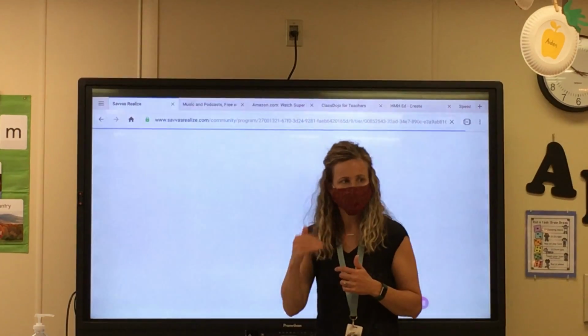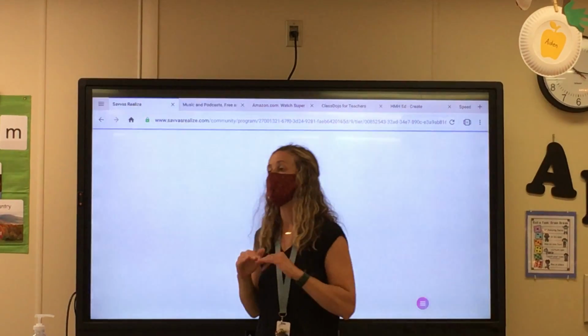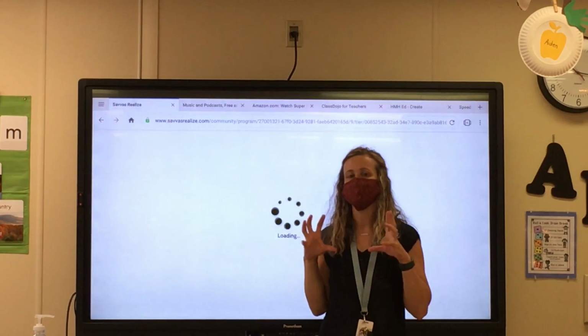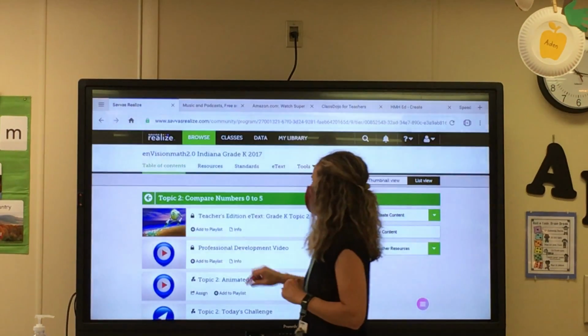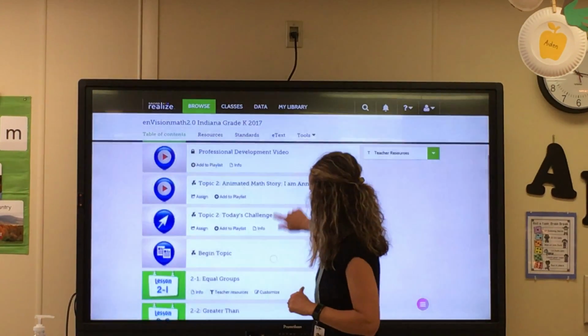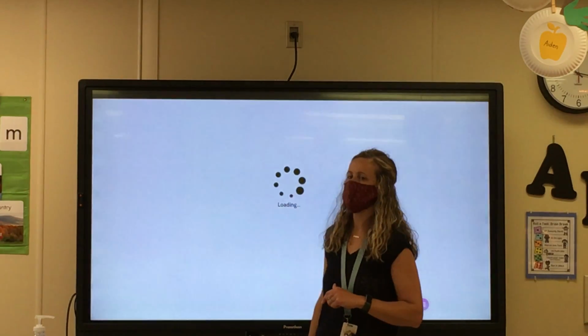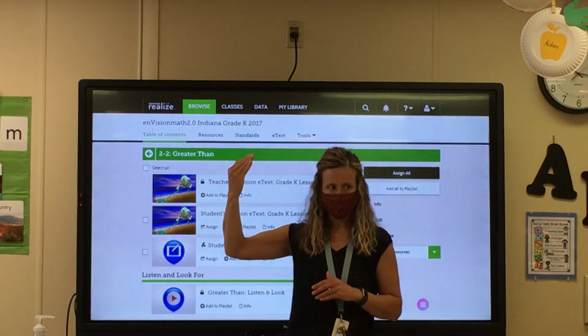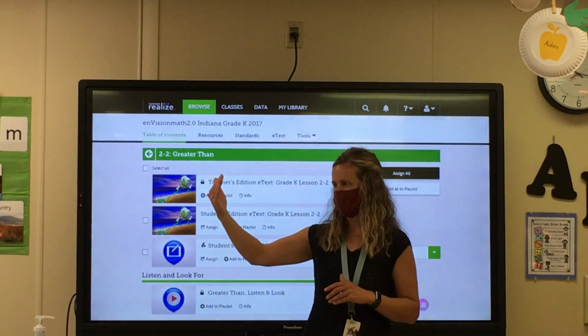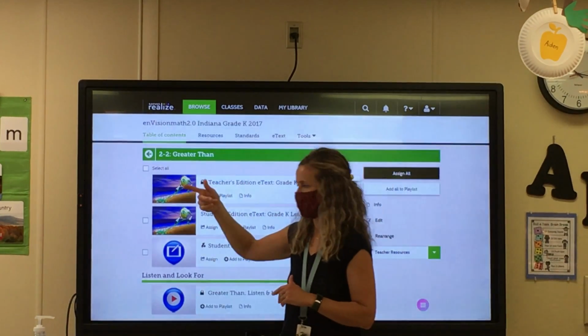Match 1 to 1. All right, and then we are looking for only equal groups, numbers that have the same amount. All right, so today we are going to talk about greater than. What do you think greater than means? Anybody want to give me an idea? What do you think it means, Will?